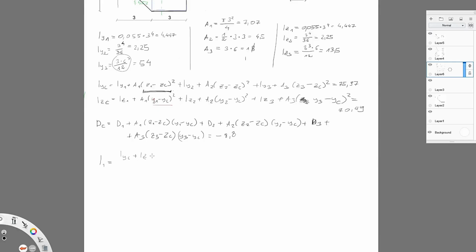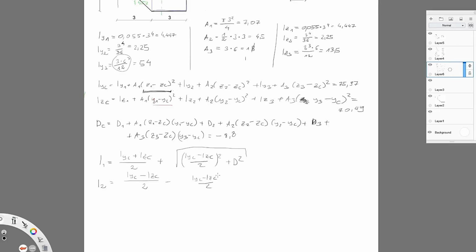I'm now writing down the first main central moment of inertia. We'll calculate the second one in a moment. It will only differ in sign, so it will be almost the same. However, these will be the largest and smallest moments of inertia. This one is the largest because there is a plus sign here. Meanwhile, the second will be the minimal, smallest main central moment of inertia.